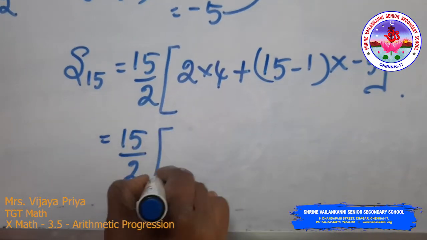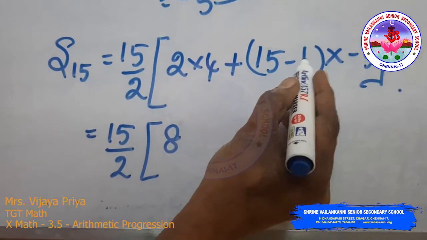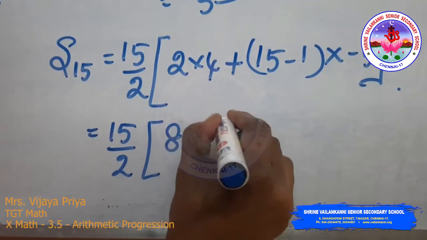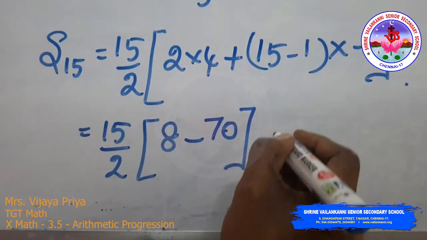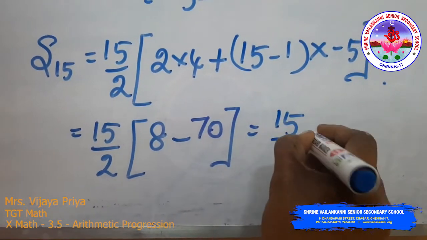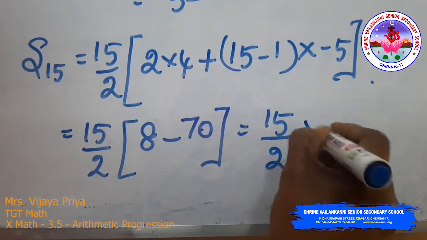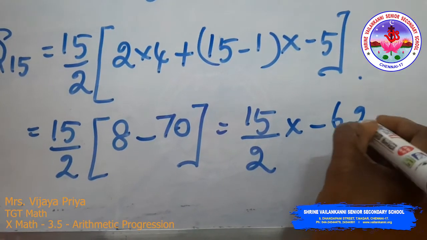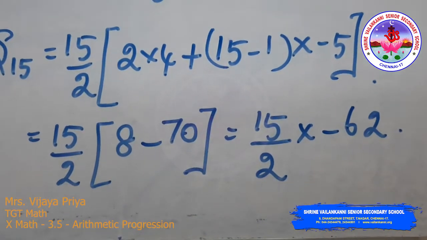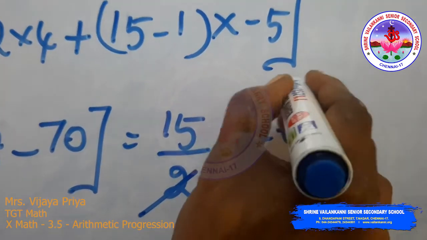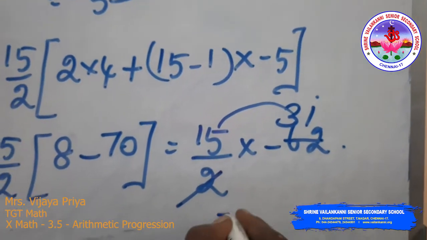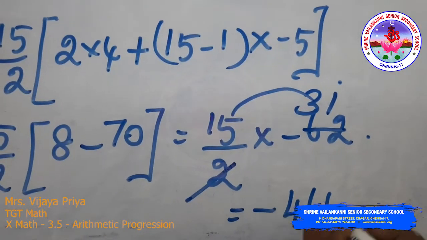15 by 2 into 8, plus 14 into minus 5. So I will get minus 70, which is equal to 15 by 2 into 8 minus 70. I will get minus 62. 2 will go into minus 62, minus 31 times. So 15 into minus 31 will get minus 465.